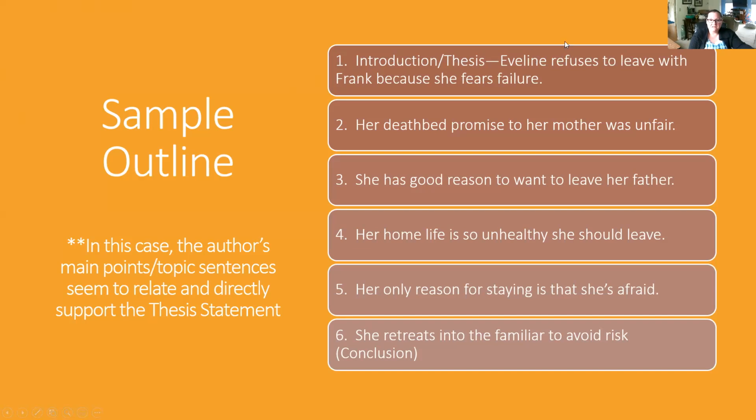Eveline refuses to leave with Frank because she fears failure. So in this story, there's a girl whose mother died, and on her mother's deathbed, she made Eveline promise that basically she would stay with the family and take care of things, and especially make sure her dad was okay. And Eveline had every intention of keeping that promise, and she has up until the point of this story.